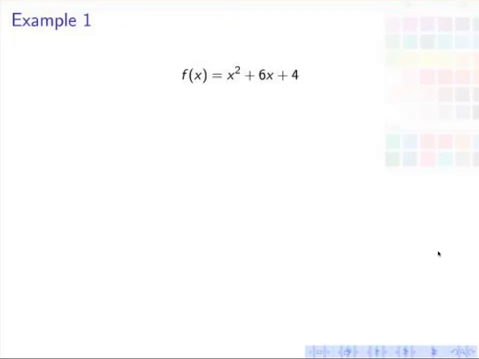In this example, I would like to do exactly the transformation I did before. For x squared plus 6x, I would like to apply the binomial formula, so I have something like x plus 3, squared. If I multiply this out, I have x squared plus 6x, so that is fine, and I get a plus 9, which I need to correct for, so minus 9 plus 4.